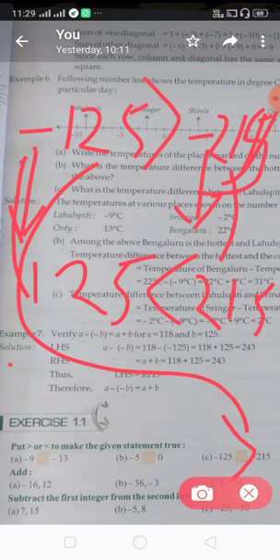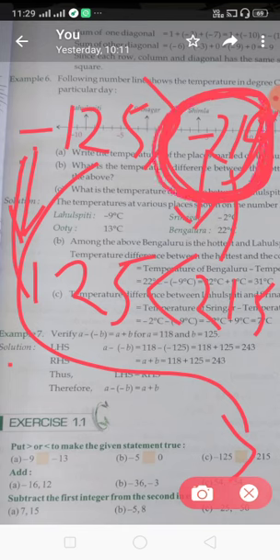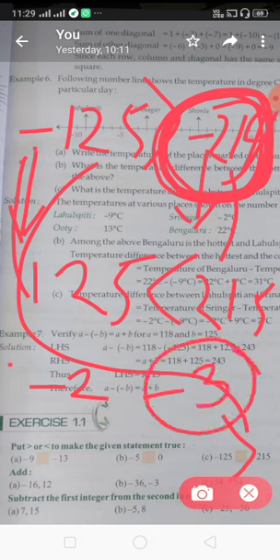In other words, you can also say that in negative numbers, if you see any value that looks larger, it means the value is actually smaller. Suppose minus 2 and minus 3: this value looks larger, but actually it is a smaller value than minus 2.